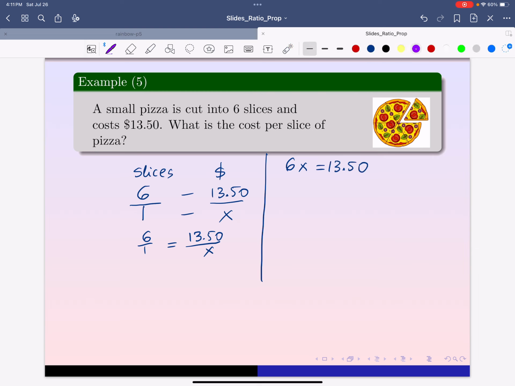To solve it for x, we need to divide by 6, divide by 6. This cancels out. So my x is, typing on the calculator, 13.5 divided by 6 is 2.25. So 1 slice costs $2.25.